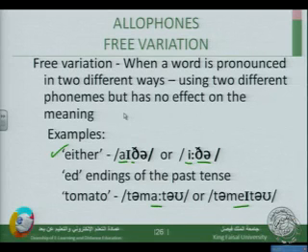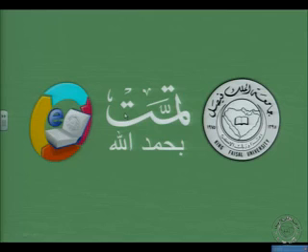I want you to memorize it. Please do things on time, okay? Try to read it more and more, work hard on it, and these are the presentations.